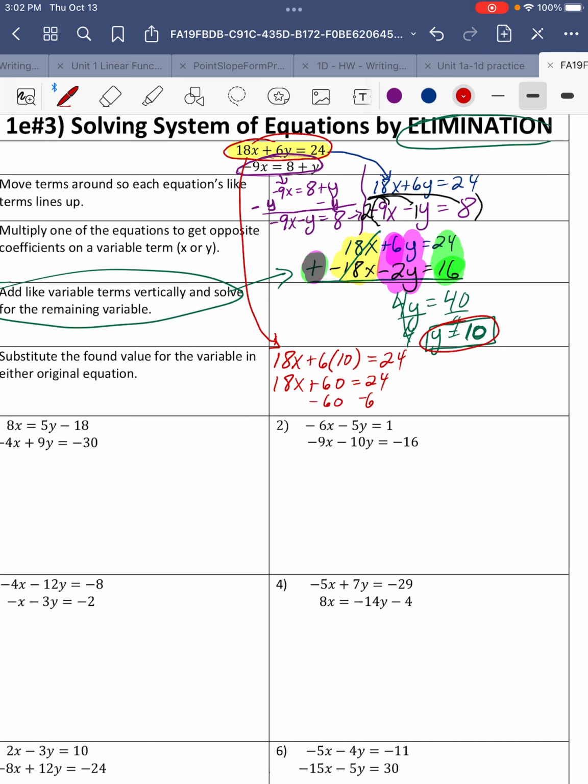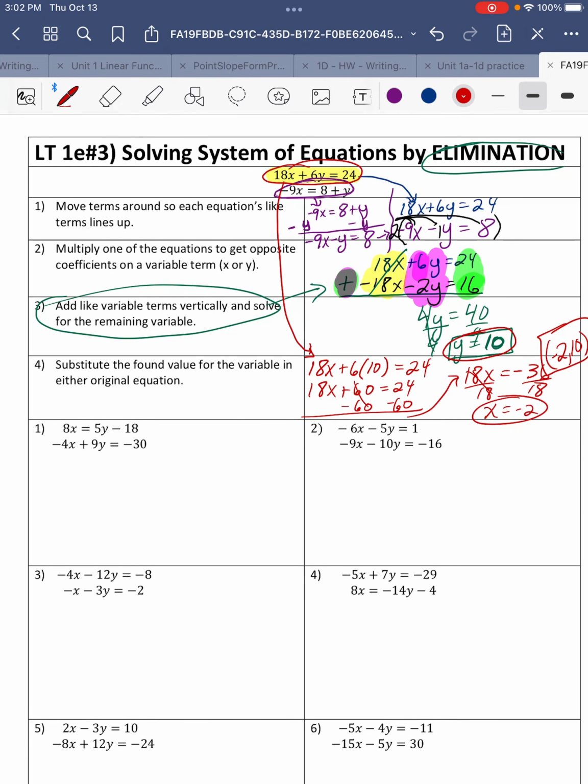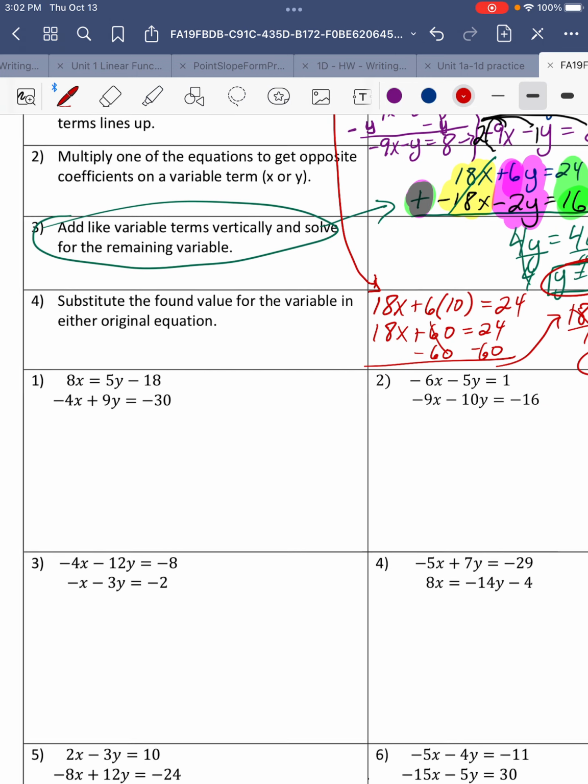And we're going to subtract. You have like terms. 18x equals negative 36, divided by 18. And we get x is equal to negative 2. So my coordinate is negative 2, 10. There's my coordinate here. So if you were to graph this, it would cross at negative 2, 10.